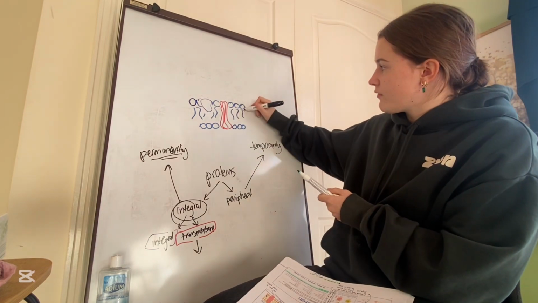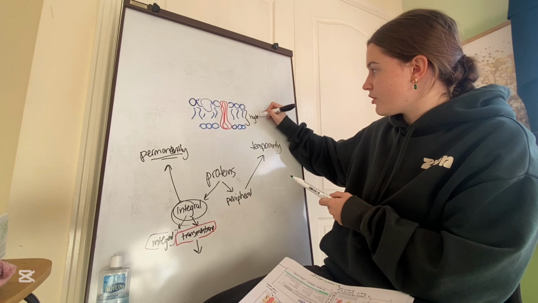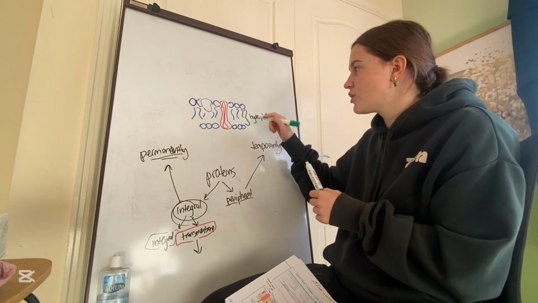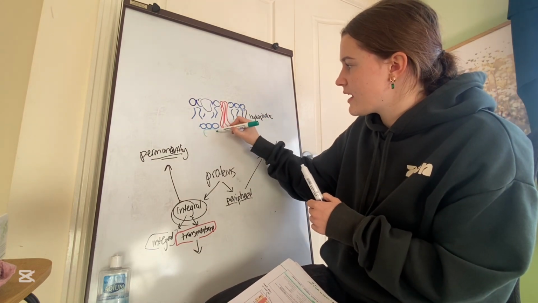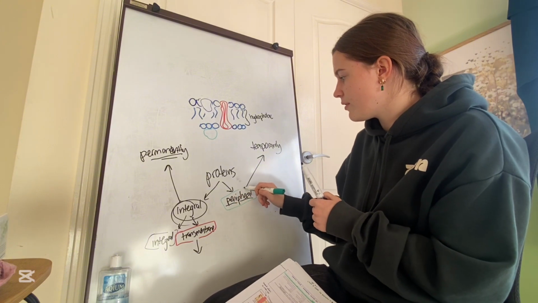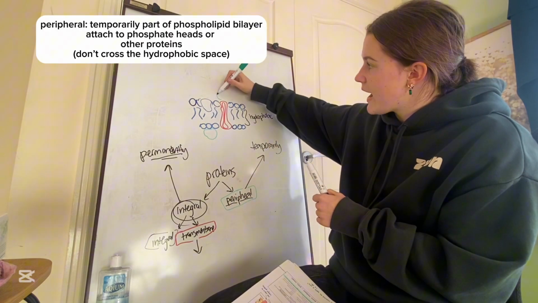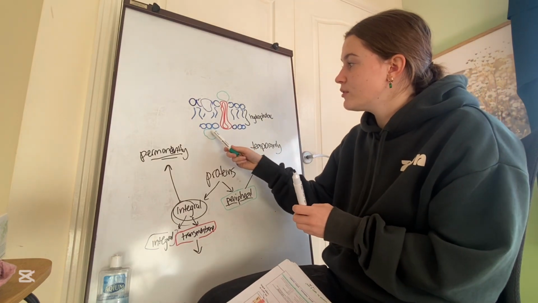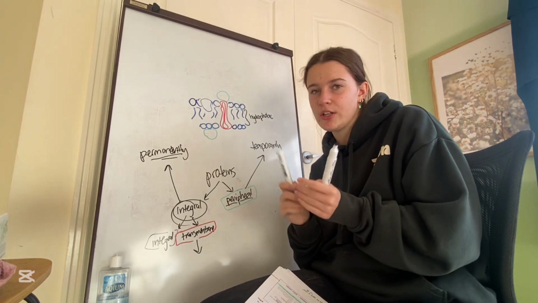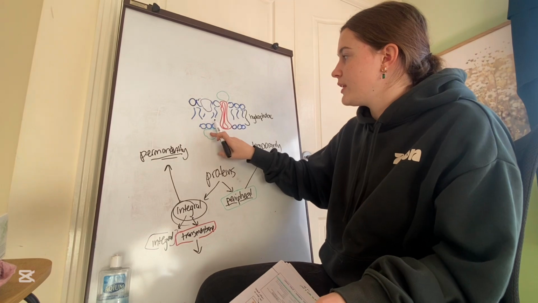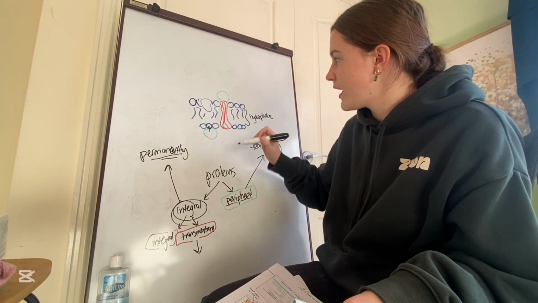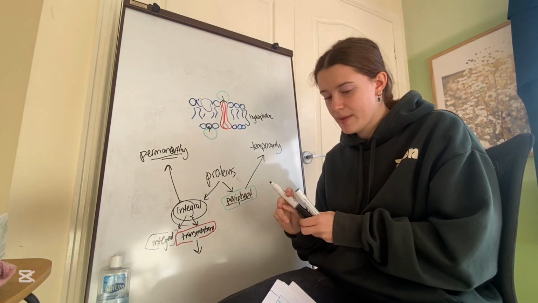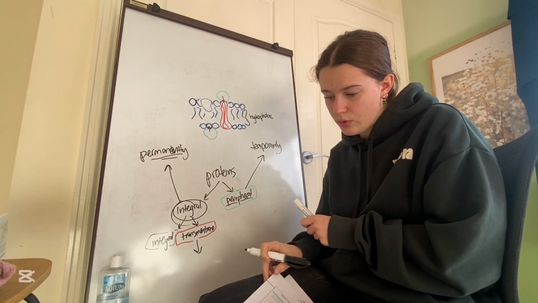Remember how this space I was talking about is hydrophobic? If you think of it, peripheral proteins, they're not that special, they don't get to go through the whole thing, so they actually just either sit outside of the plasma membrane or they attach to another protein to help their function. However, because they are only temporary, they don't get to be part of it, so they only attach to the actual phosphate heads or to another protein. So I hope this makes sense. That's kind of all there is to it.